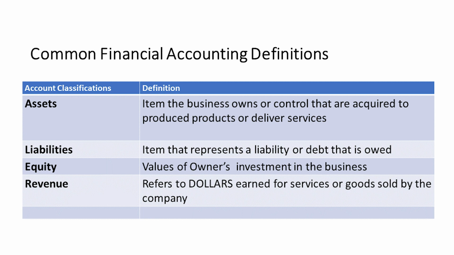So an asset is an item the business owns or controls that is acquired to produce products or deliver services. Owning makes a lot of sense. I own something 100% free and clear, meaning I don't have to share this with anyone. I can use this item how I wish. If I have control, I have the same ability, the same freedom to use this item as I wish, but I don't necessarily own it.